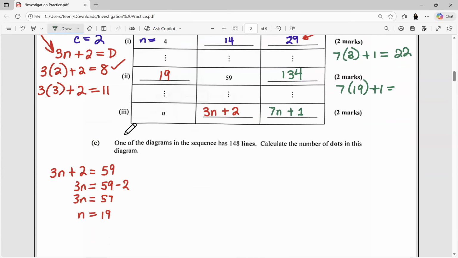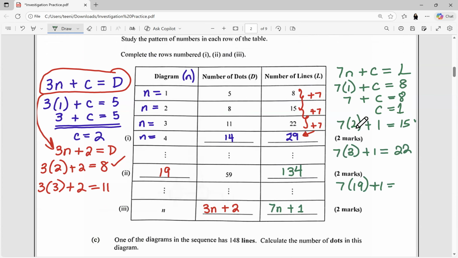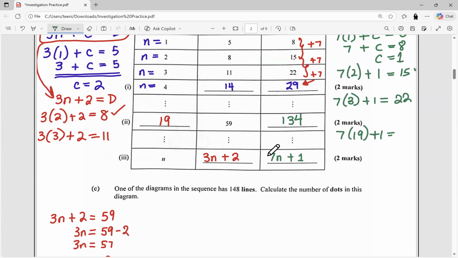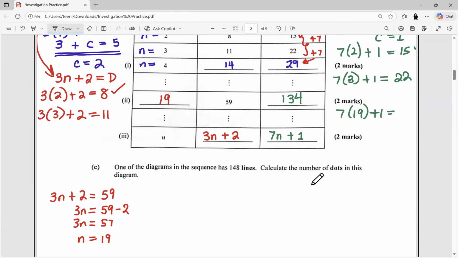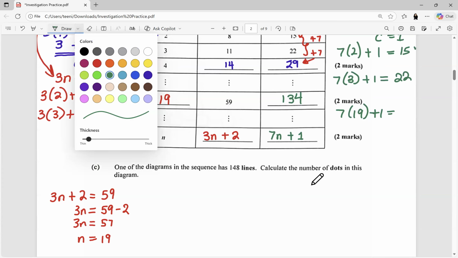All right, so now it says one of the diagrams in the sequence has 148 lines. Calculate the number of dots in the diagram. So if we're looking at number of lines, it means we're looking at this equation, right? Because this is the equation that gives us the number of lines. We don't know what n is, but if we were to find out what n is, we could figure out the number of dots because we could just substitute that value for n into the equation to calculate the number of dots.